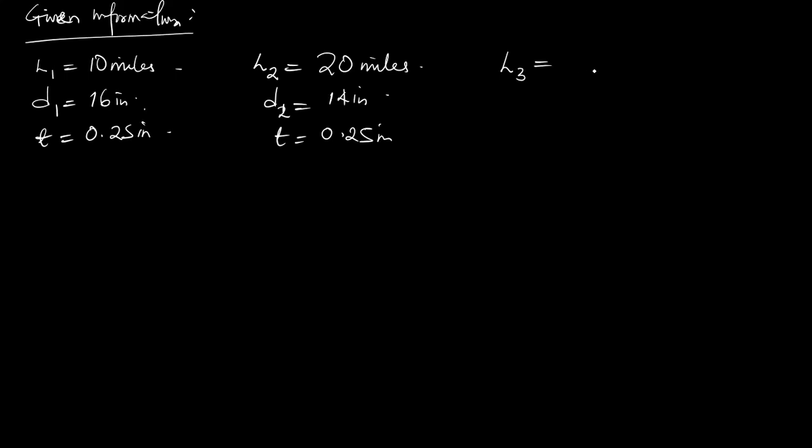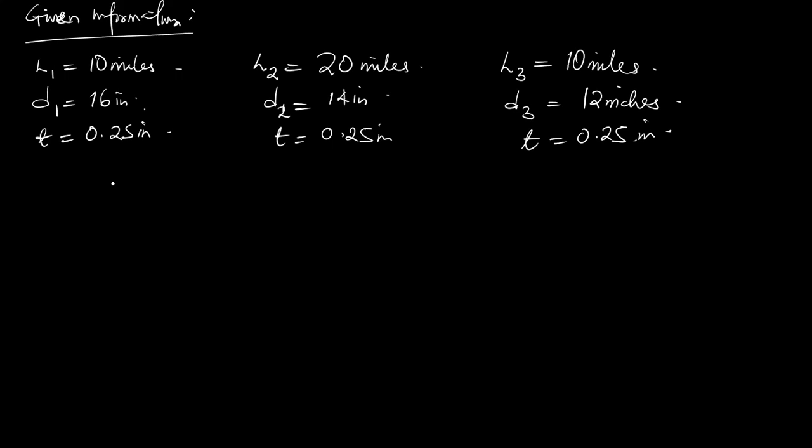Now the third segment: the length of the third segment, which is L3, is 10 miles. And the outer diameter is 12 inches. We also have the wall thickness to be the same, 0.25 inches.